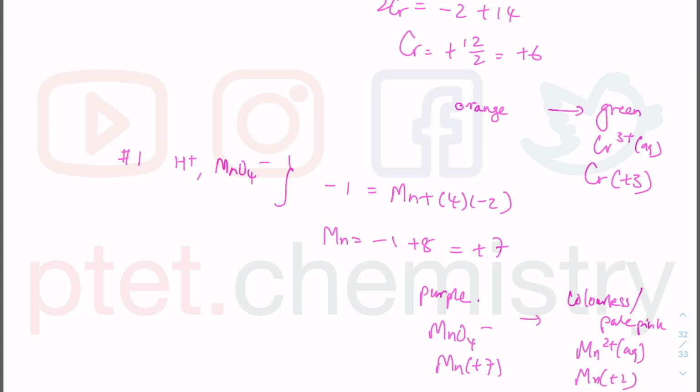This is the oxidation state. This is the species itself. This is the color of that species. Be very, very careful there. This is also an oxidizing agent.